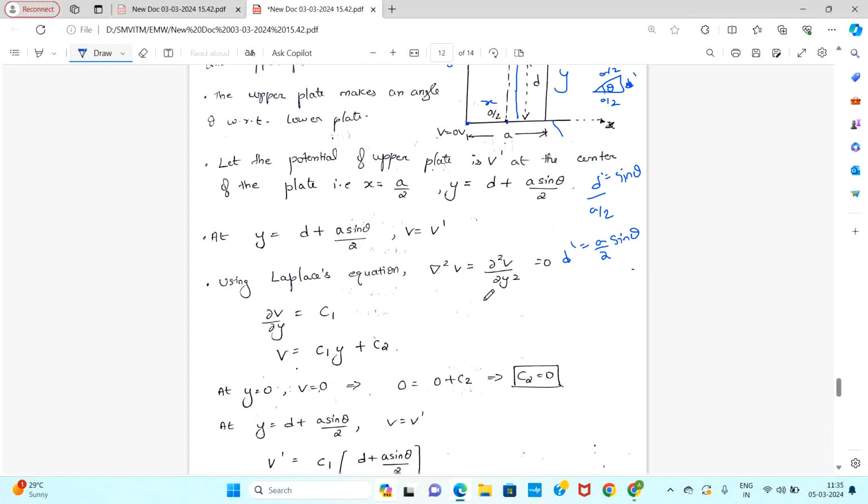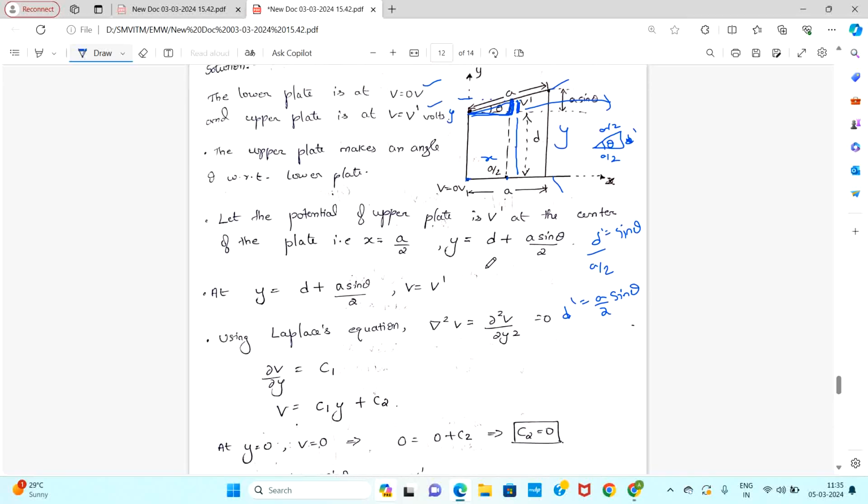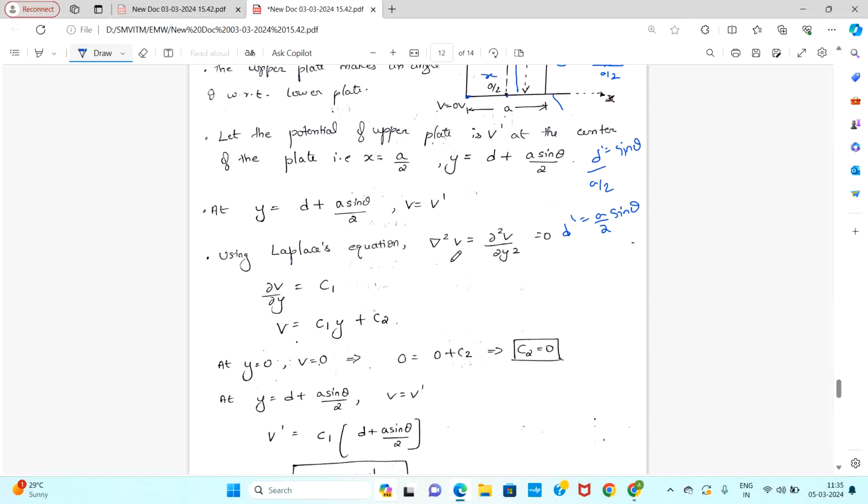Okay, now we'll start with Laplace. I found out the two boundary conditions. Now I'm going to start with the Laplace equation. Here we're going to take the perpendicular direction to the plates as y. So del square V is equal to dou square V by dou y square equal to 0. Simplify it in the same way you have done before. Do the integration, add the integration constants, and get the expression for potential.